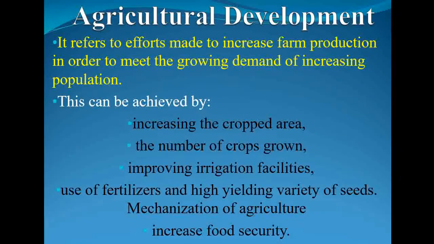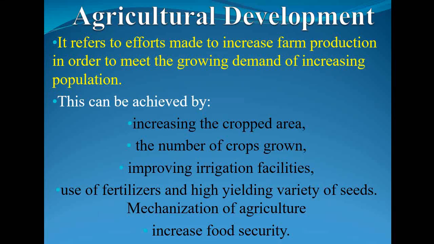Now we will come to agricultural development. It refers to efforts made to increase farm production in order to meet the growing demand of an increasing population. This can be achieved by increasing the cropped area, the number of crops grown, improving irrigation facilities, use of fertilizers and high yielding varieties of seeds, mechanization of agriculture, and lastly, its aim is to increase food security.